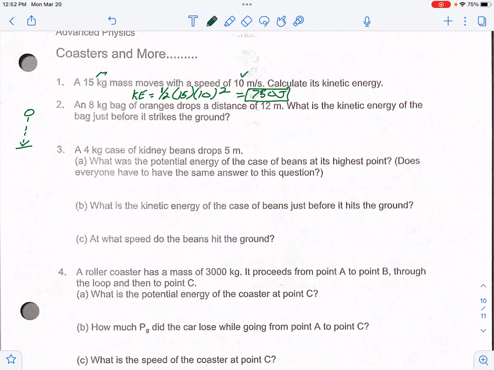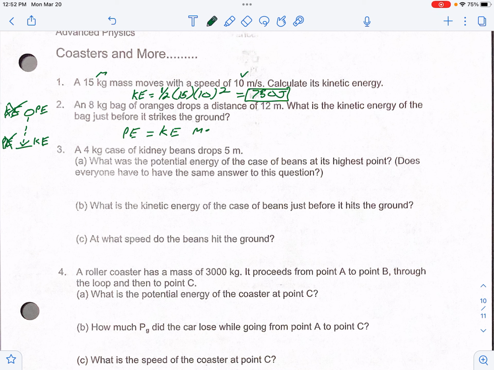So when it's at the top, all it has is potential energy. Okay, kinetic energy is 0. It hasn't started falling yet. And then whenever it hits the ground, potential energy is gone, and kinetic energy is all that's left. So remember, what we can do is PE equals KE. Kinetic energy is gone up here because we're not even moving, and down here potential energy is gone because we have no height. So we can set those equal to each other.